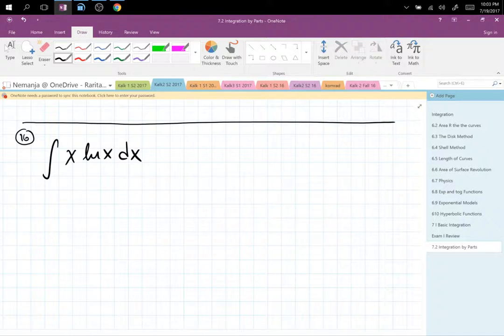So for this one, you have to switch, right? So your u is ln x because you can differentiate that one, right? So let's see what you're going to get when you make a choice of u equals ln x and dv is x dx. Let's see what happens.